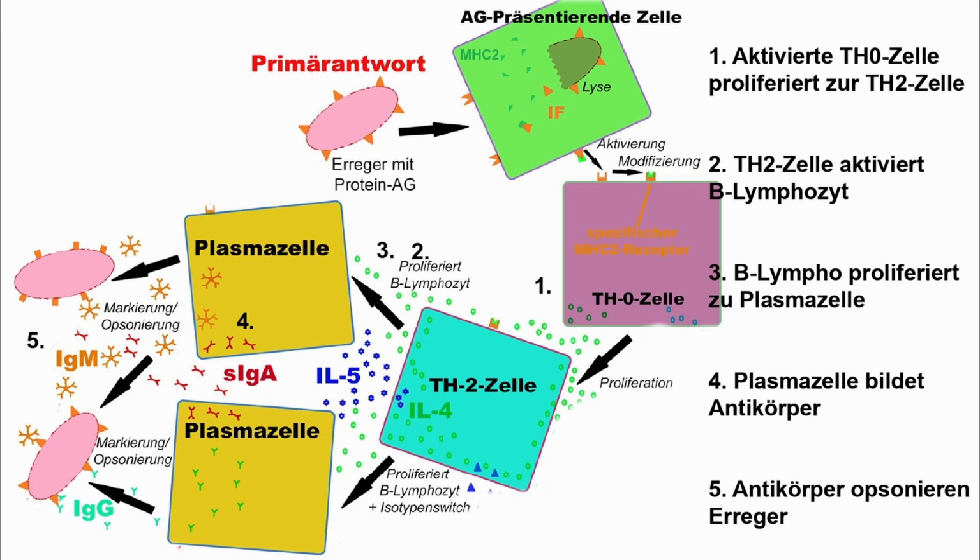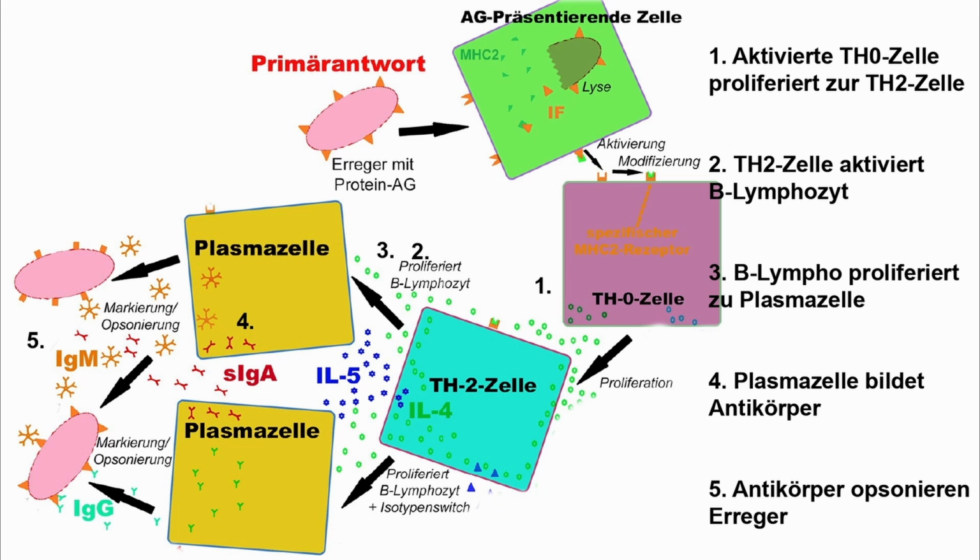And as long as there are antigens presented, the T lymphocytes will proliferate into plasma cells, which produce antibodies. At the beginning of an infection, IgM antibodies are first formed, which bind many antigens at the same time and are still relatively unspecific. In the course of the infection, the so-called isotype switch occurs.